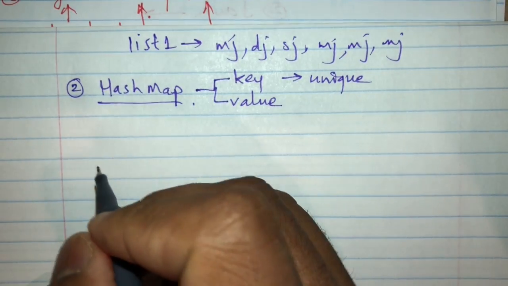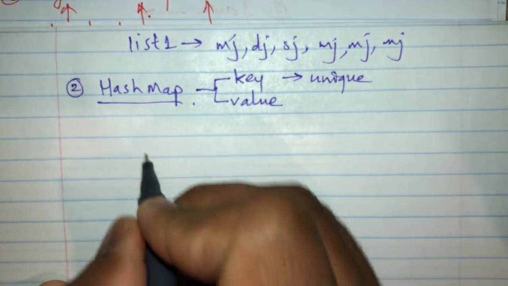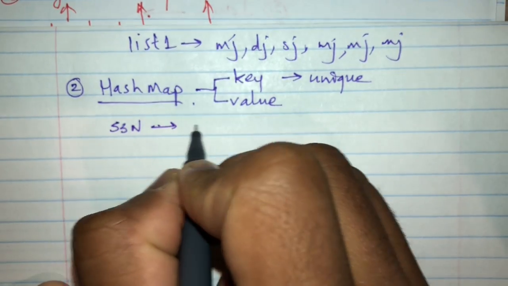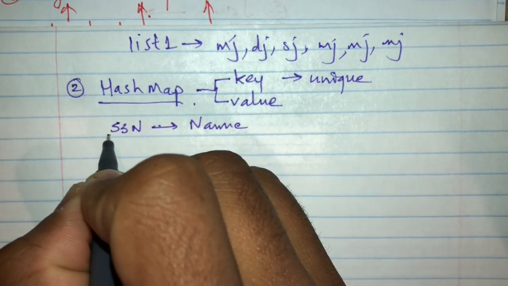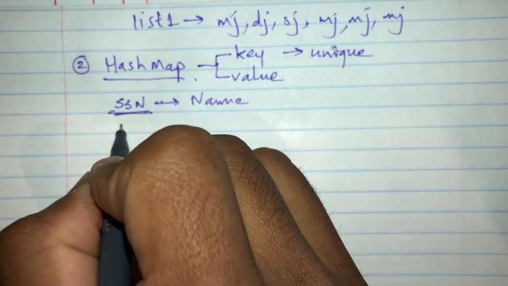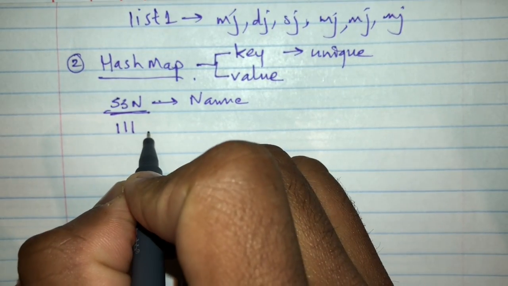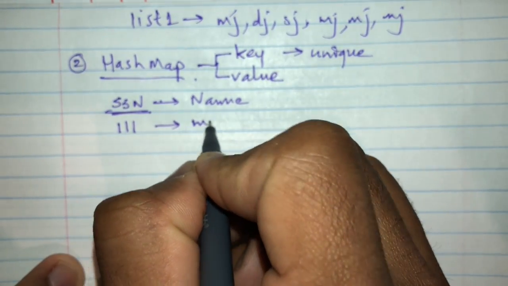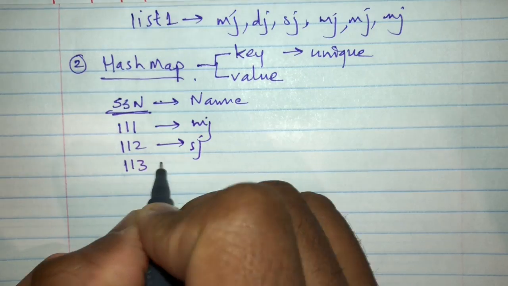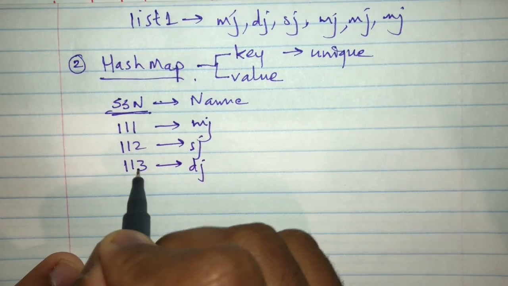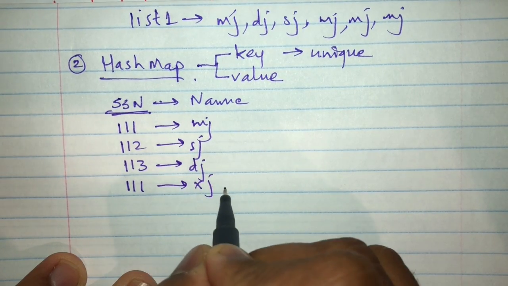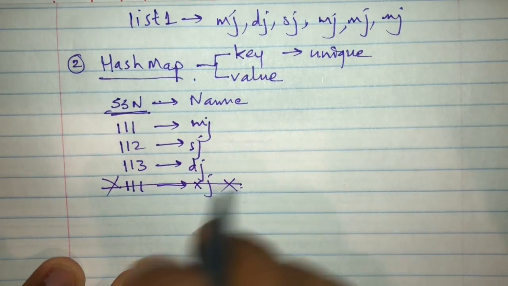The best example for this, let's say SSN and the name of the person. As you know, social security number is always unique for one person. So for example, let's say 111, it is just a made up SSN, then the name will be MJ. If you have 112, then SJ. If it is 113, then DJ. You cannot have one more person having the same SSN, XJ. This doesn't exist basically.